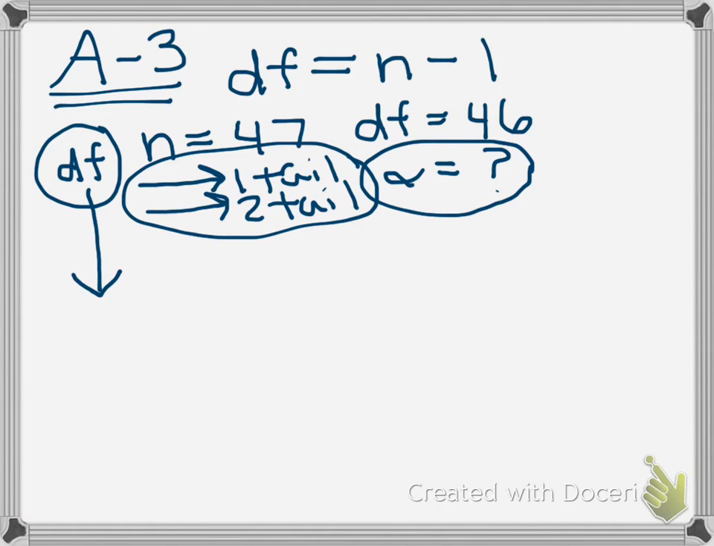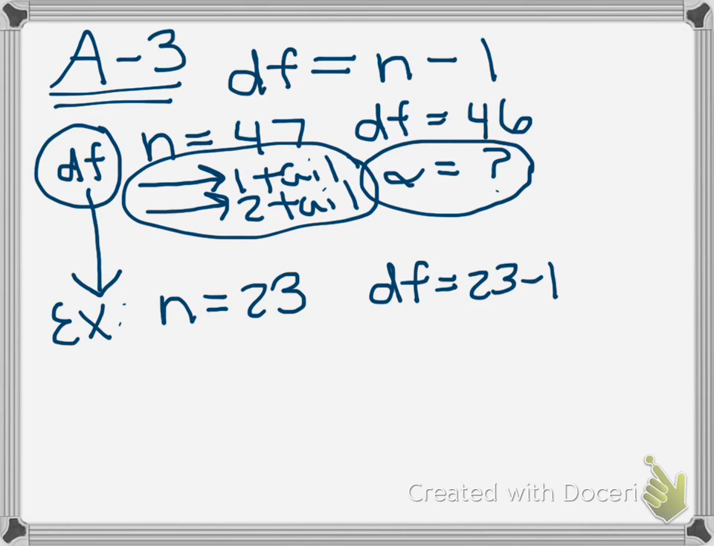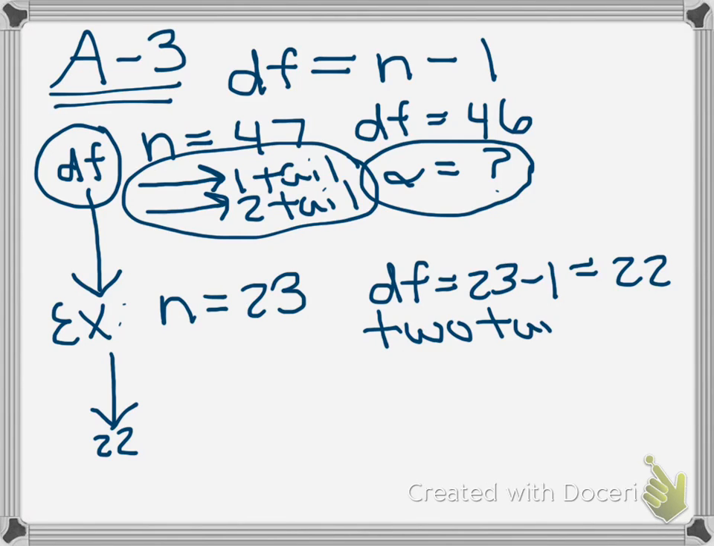Let's say we have a problem, just as an example, and n equals 23. So our degrees of freedom equals n minus 1, so 23 minus 1, which is 22. First, look down that vertical left-hand column until you come to 22. Then let's say we have a two-tail test, and let's say that alpha is 0.02.